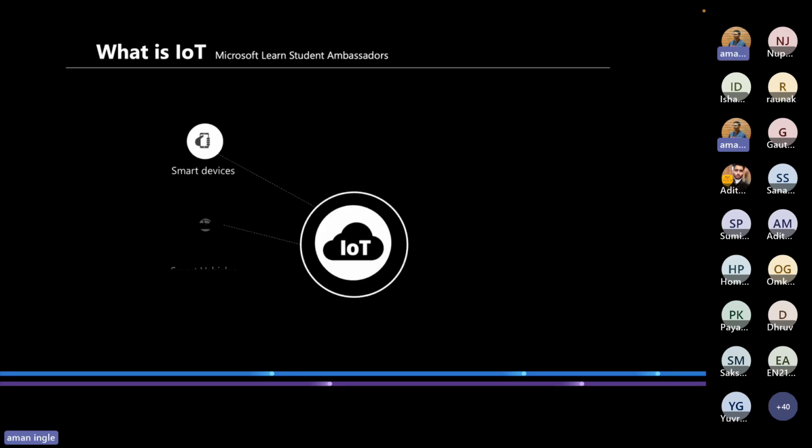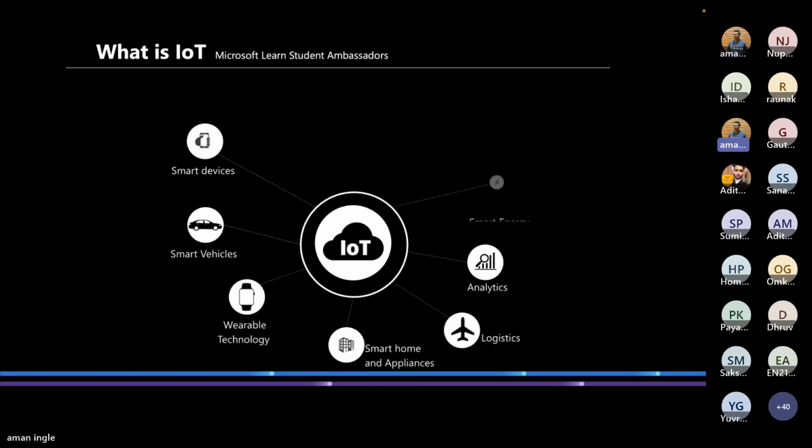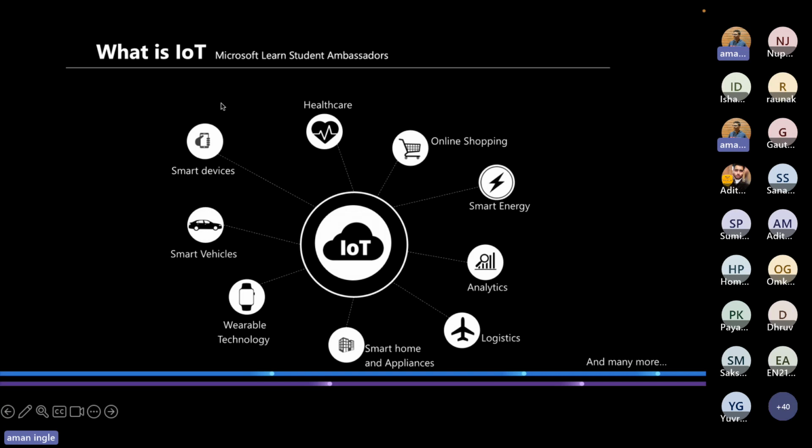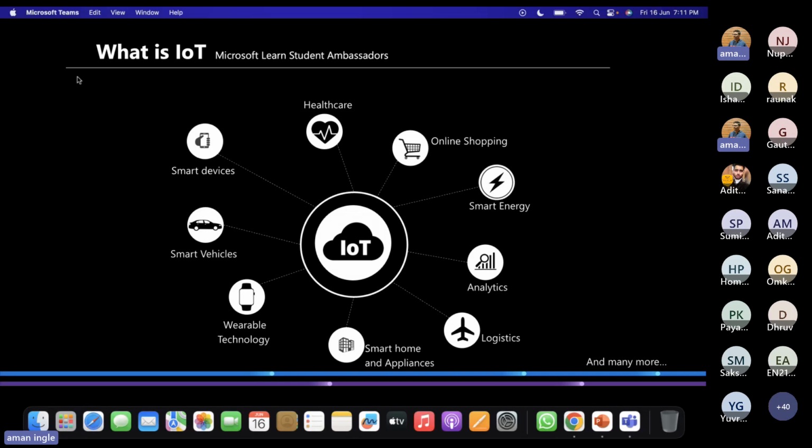ये आईओटी के एप्लीकेशंस अपन देखेंगे अभी. So we see these are the various types of applications in our day-to-day life that we have used. First is the smart devices, smart vehicles.